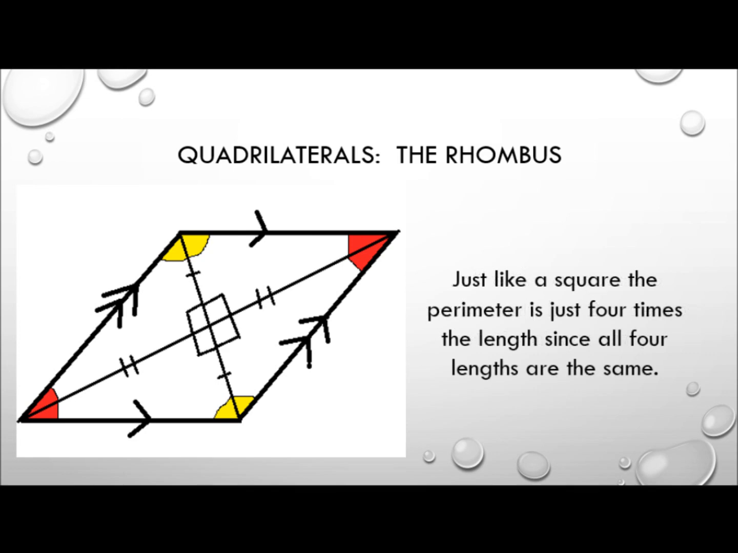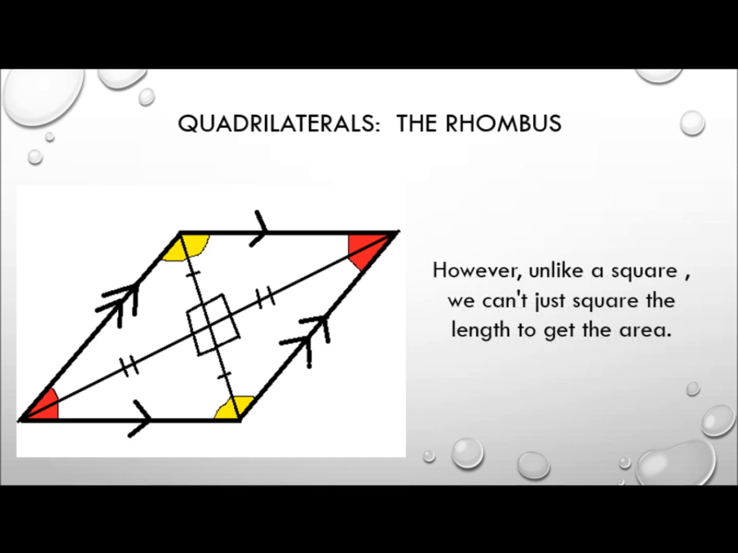Just like a square though, the perimeter is just 4 times the length, since all four lengths are the same. However, unlike a square, we can't just square the length to get the area, more's the pity.